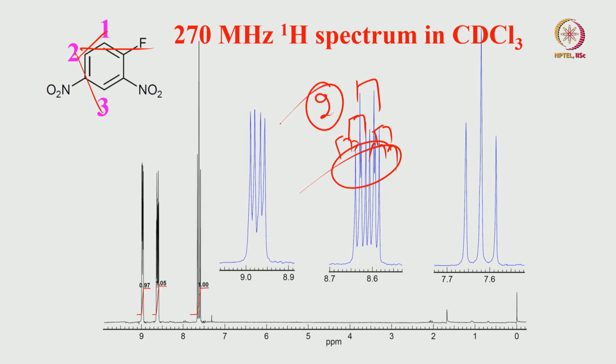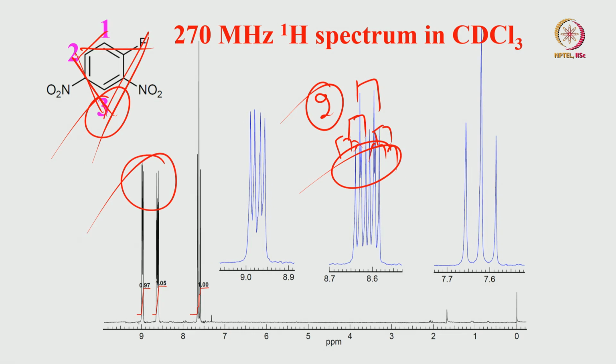Then what is the last one? This is proton 3. Proton 3 has two meta couplings and they are different: the 2,3 coupling and the fluorine-proton coupling are different. So it is a doublet of doublets.